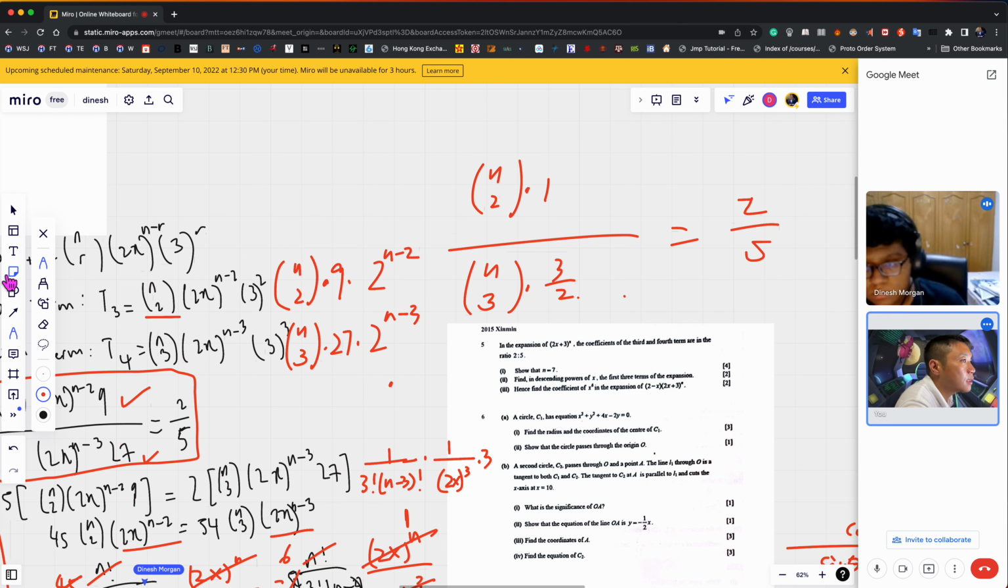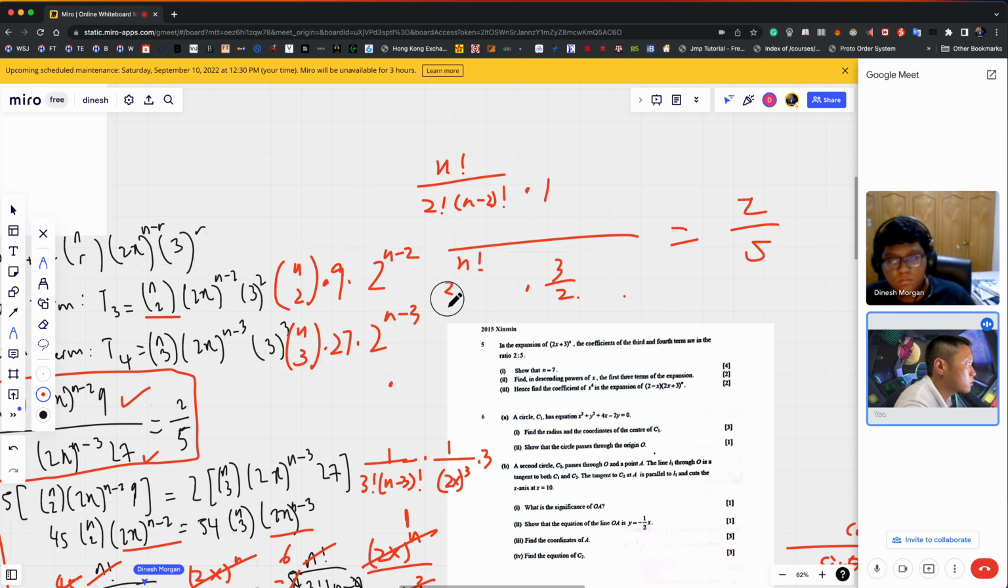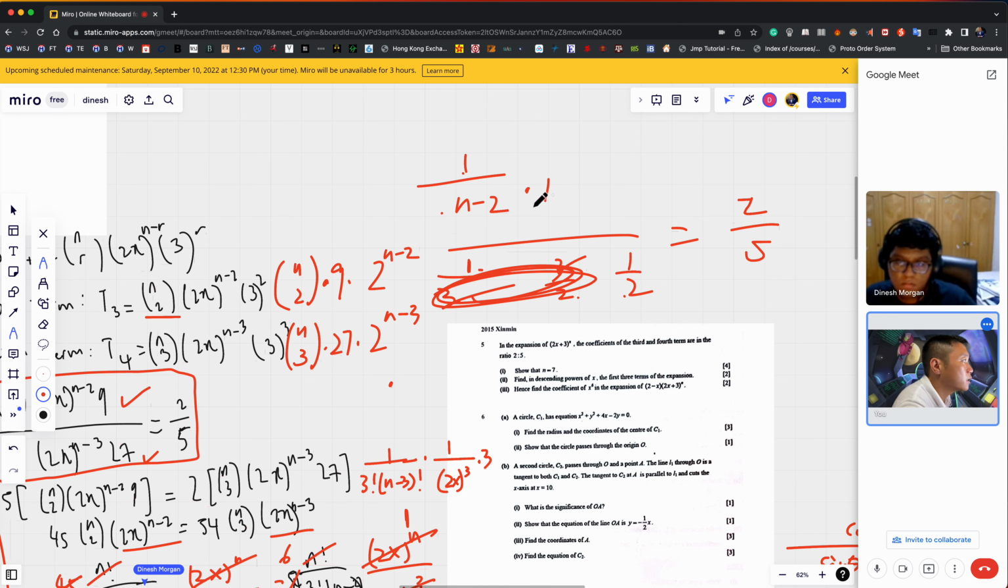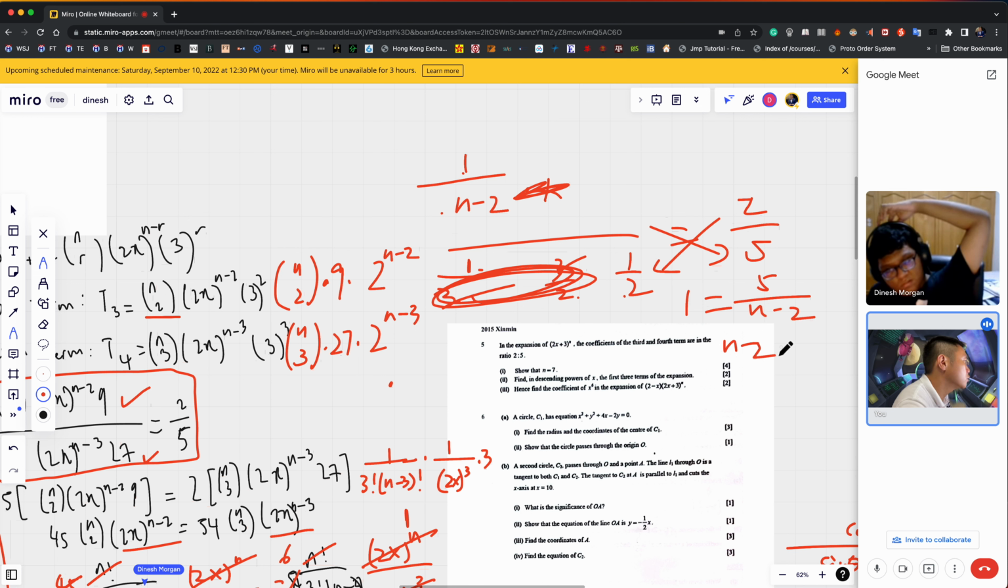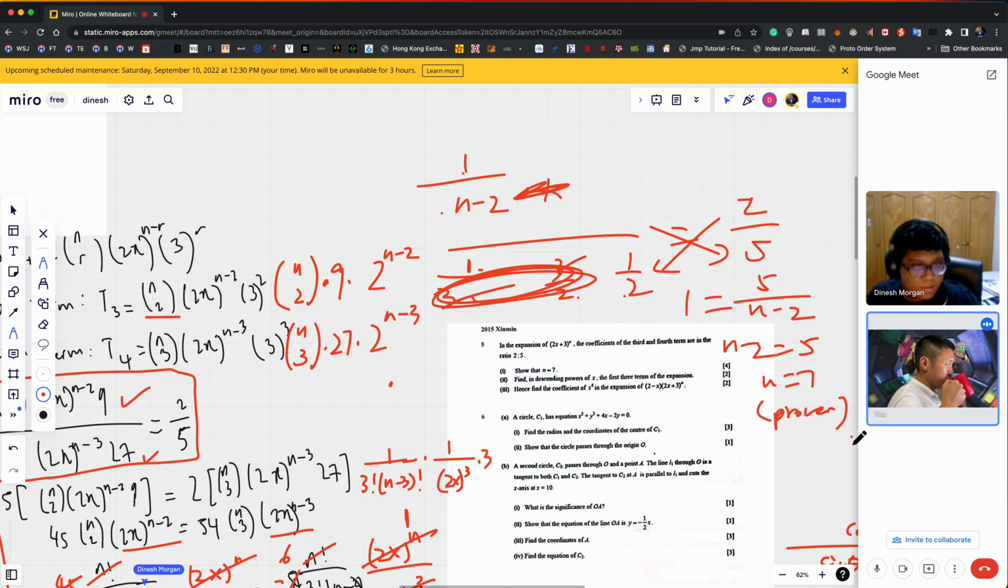Okay, then you continue. This is n choose 2 is n factorial, 2 factorial, n minus 2 factorial. This is n factorial, 3 factorial. This is n minus 3 factorial. So gone, gone. Then this is gone. 3 is left. Then like I say, this is gone. No, n minus 2 left on top. Then this is gone. So half. Then cross multiply: 1 equals 5 over n minus 2. So n minus 2 is equal to 5, and n equals 7. Proven. Okay, so we should focus on the coefficient.